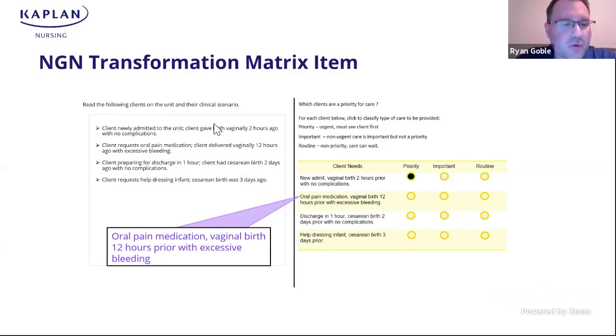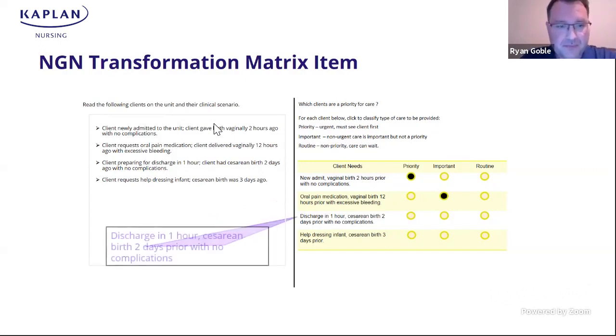The client who requires oral pain medications, who had a vaginal birth 12 hours prior with excessive bleeding, important. The client scheduled for discharge in 1 hour, who had a cesarean birth 2 days prior with no complications. Important because this client will need thorough discharge teaching, but not our priority.